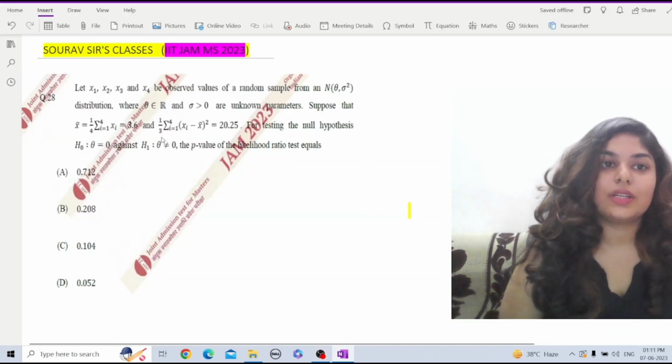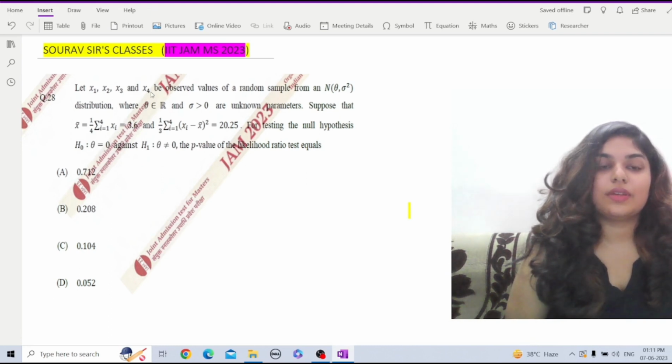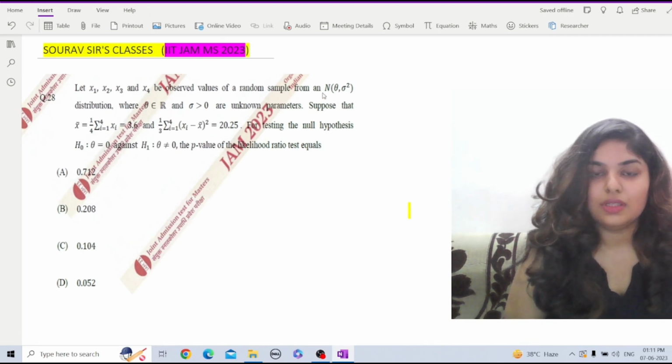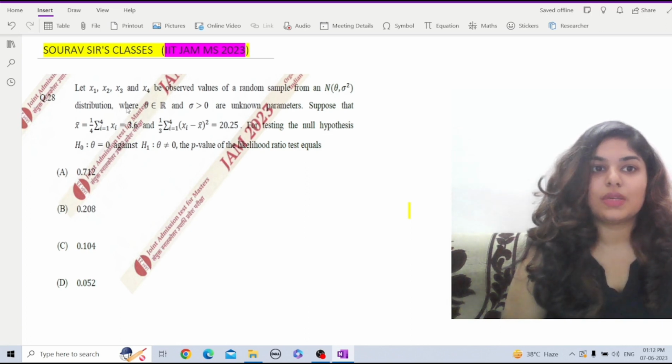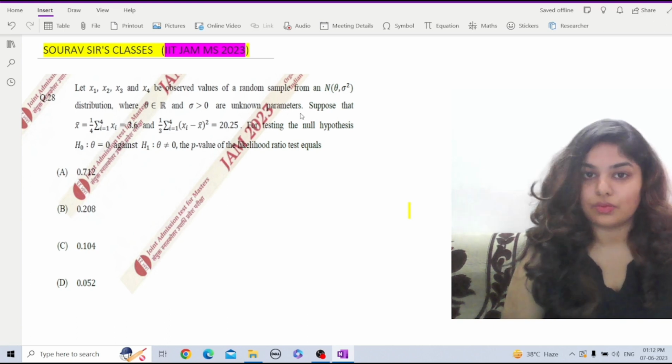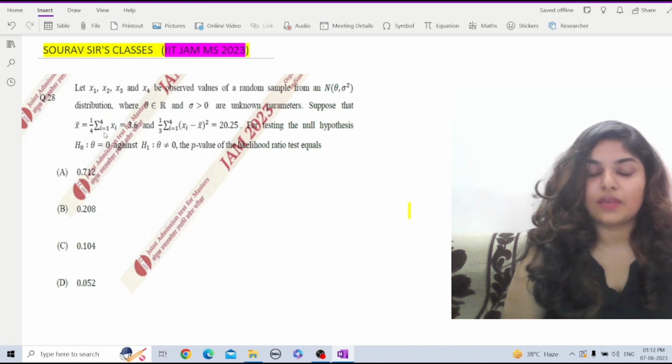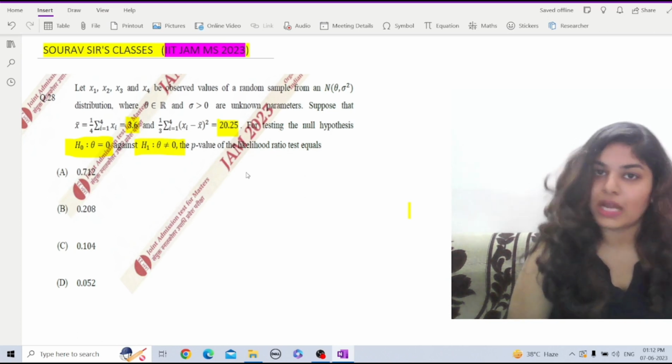Okay, so let's have a look at the next question. x1, x2, x3 and x4 are observed values of a random sample from a normal distribution with parameters theta and sigma square, where theta belongs to the real numbers and sigma is greater than 0, and both of them are unknown. Suppose that the sample mean, 1 by 4 summation xi, equals 3.6, and the unbiased estimator of the sample variance is 20.25. For testing the null hypothesis that this parameter is 0 against the parameter not equal to 0, the p-value of the likelihood ratio test equals how much? That we have to find out.